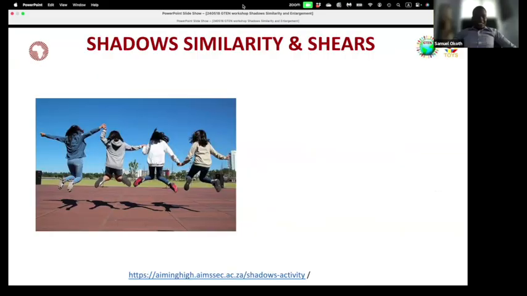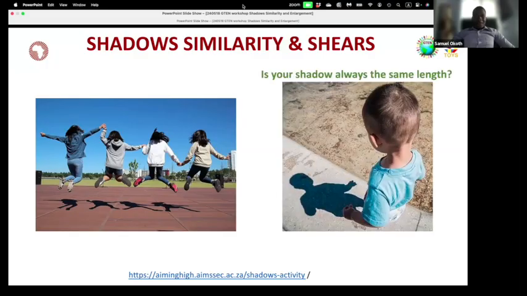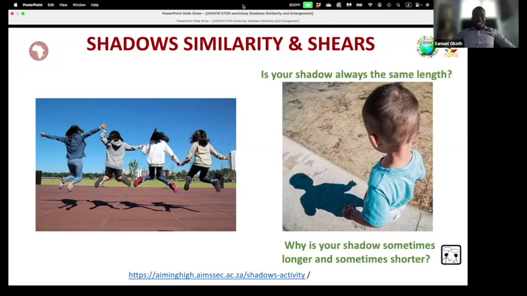Great. So have a look at the photo that is showing up, and I want you to think about one thing. All of us have experienced this at least once in the present or the past. Is your shadow always the same length every time, or does the length of your shadow change from time to time?